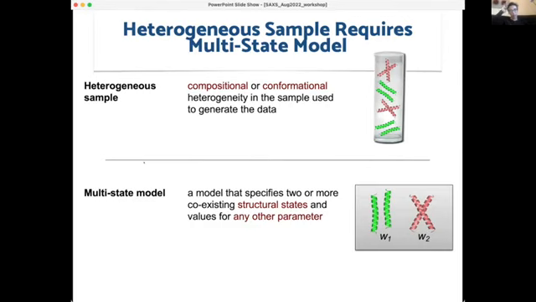We work as follows. So we have a heterogeneous sample. We know that we have several conformations of the same protein or complex, or we can even have a compositional heterogeneity, which is monomer or dimer or different assemblies. And to fit the data that is heterogeneous, we need a multi-state model. So what is a multi-state model? It's several structural states and usually other parameters. And for SAXS, the other parameters are just the weights.